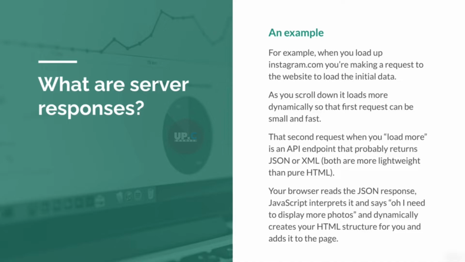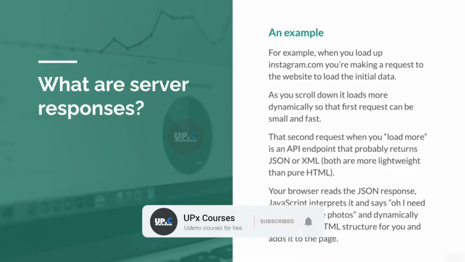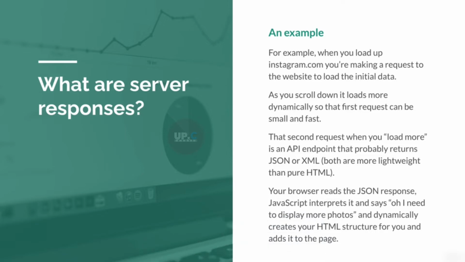So as an example, when you load up Instagram.com, you're making a request to the website to load the initial data. As you scroll down, it loads more and more images dynamically so that the first request can always be small and fast. It really only shows you or tries to get like 2 or 3 images, but it's not going to ask for 1,000 images because that's going to be really slow to load. Your request is going to be a pretty small request payload, and that response is also going to be a fairly small response payload. And that just means that, for example, Instagram.com can load really, really fast.